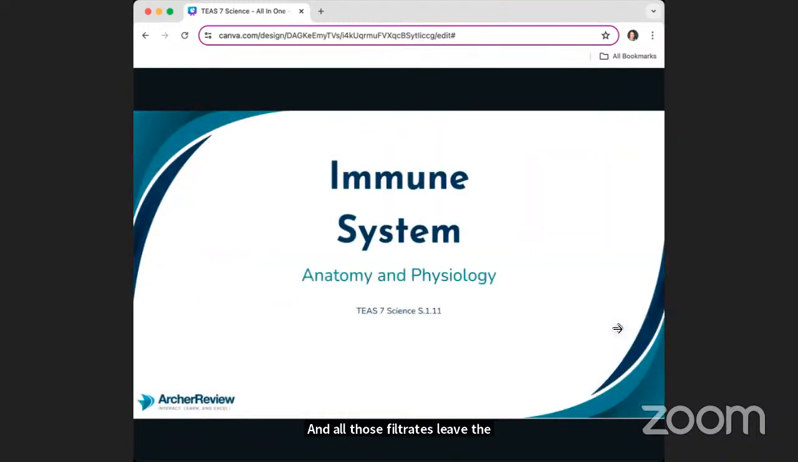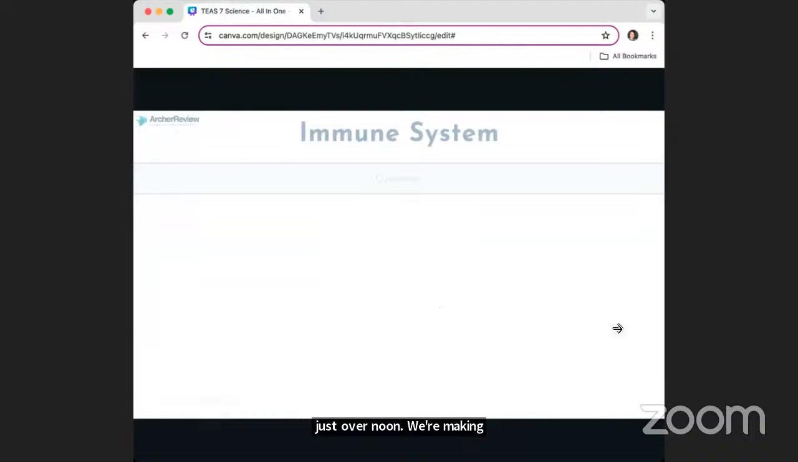All right, guys, we are doing so good on time. We've got two sections left in this crash course, and we're not even quite to noon yet. So we're probably going to finish just over noon. We're making good pace though. Let's keep going.